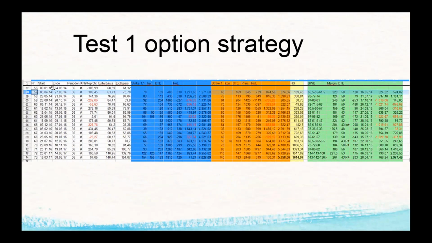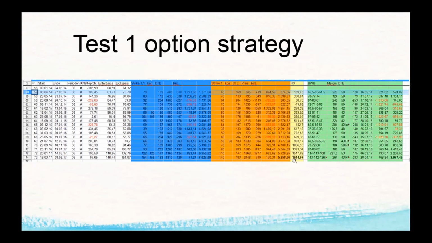Here I took the data of the system. This was the backtest. The start was, for example, trade 58 starting on the 3rd of April 2014 and ending on the 27th of May. The period was 36 trading days. This was the profit. This was where it entered, and here is where it exited. Here on the yellow, you see the result of the trading system in total.